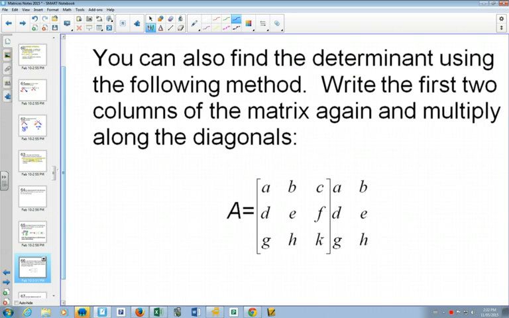Because then our positive diagonals, there's one starting with a, multiply those numbers together. One starting with b, multiply those numbers together. And one starting with c, multiply those numbers together. All of these numbers will be positive and you'll add them up.